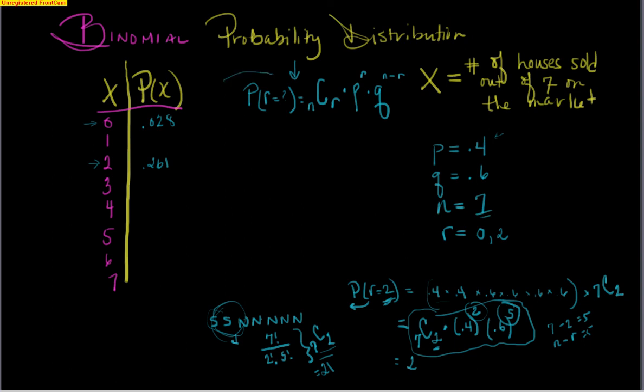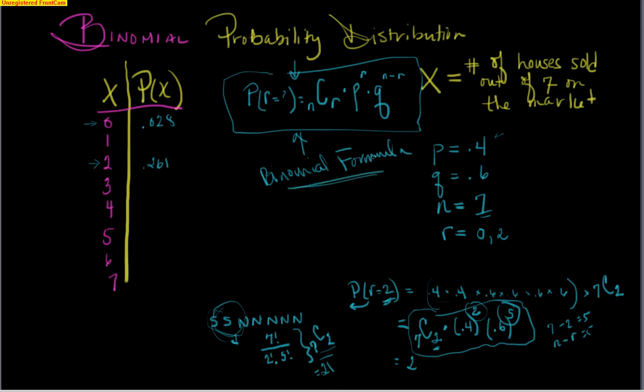And this is what we call the binomial formula. It's just a special formula we have for finding probabilities of a binomial probability distribution. It only works for binomials. That's because a binomial means you have a success, you have a probability of a success, and you have a probability of a failure. If there are other things that can happen, you can't use this formula.